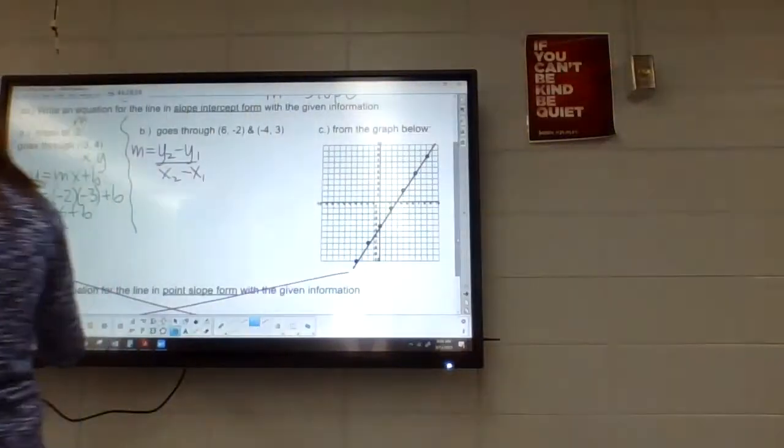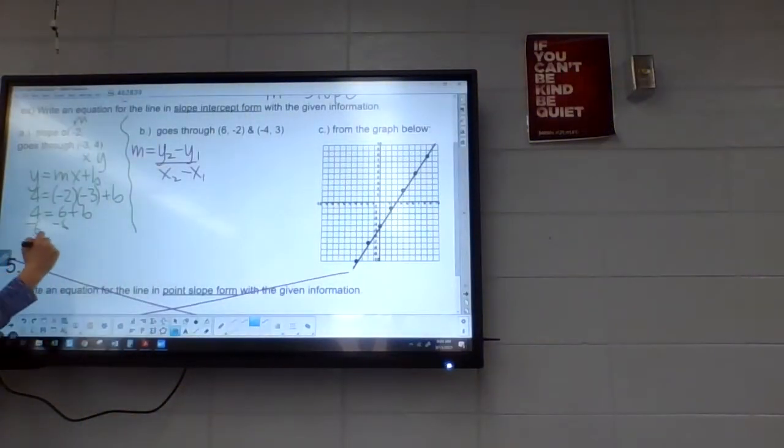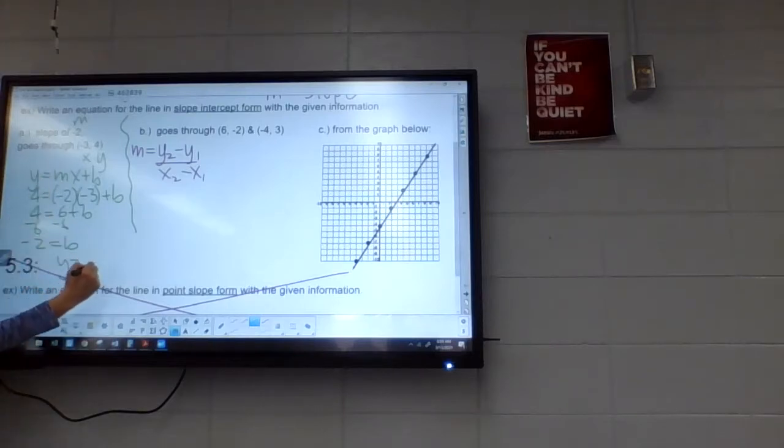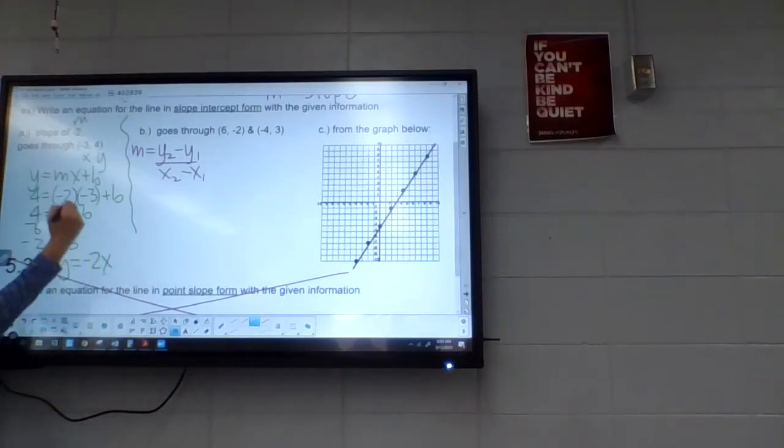So 4 minus 6 is a negative 2. So there's our b. Sorry, I didn't leave us enough space here. I guess we don't need this one. So then I write my slope-intercept form with my negative 2 for my m, and then negative 2 also for my b.